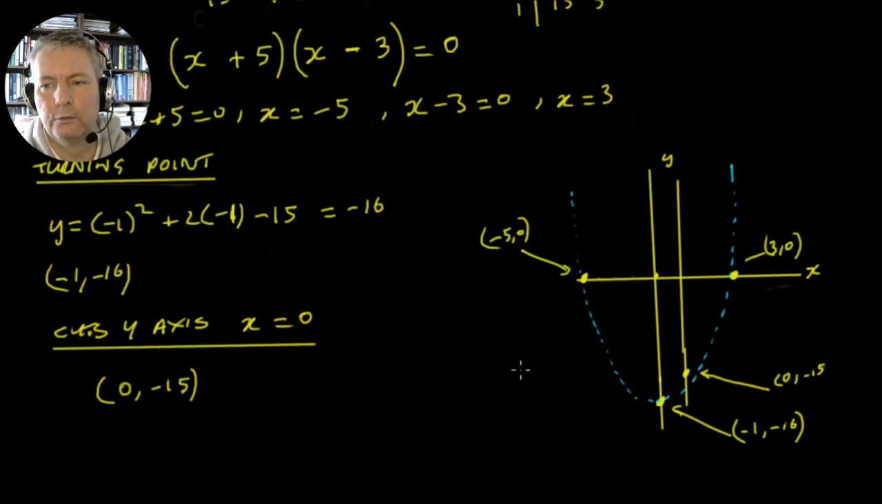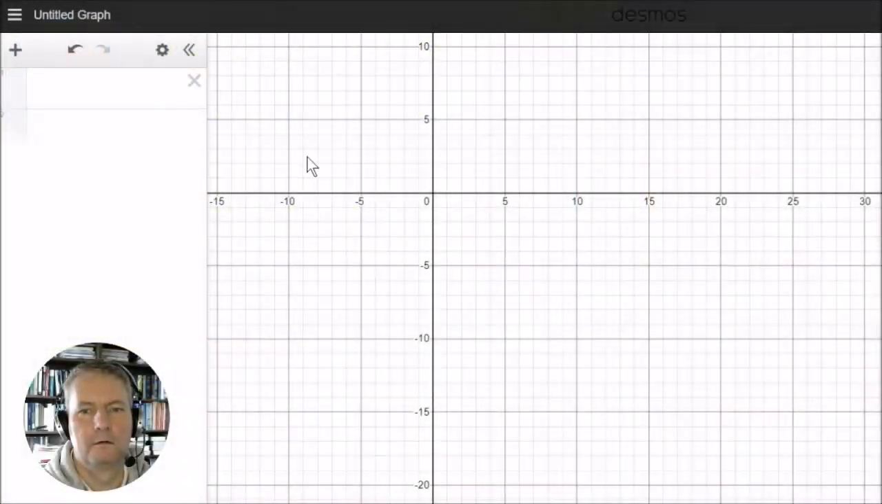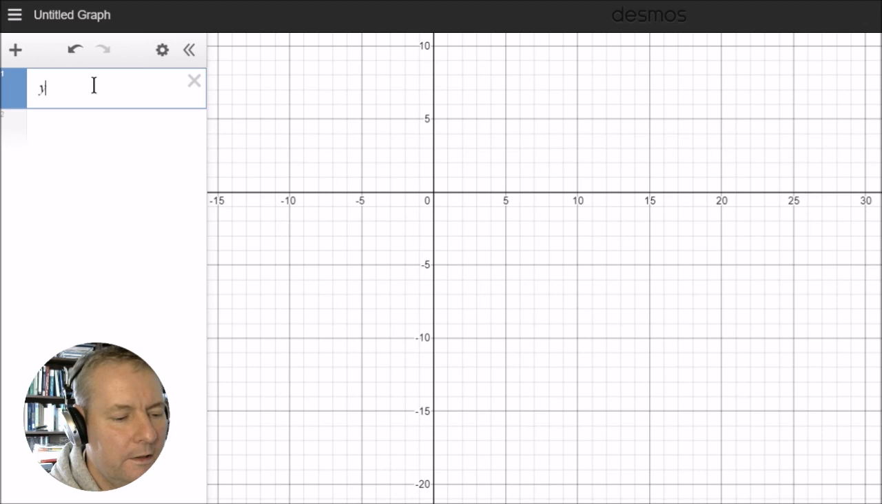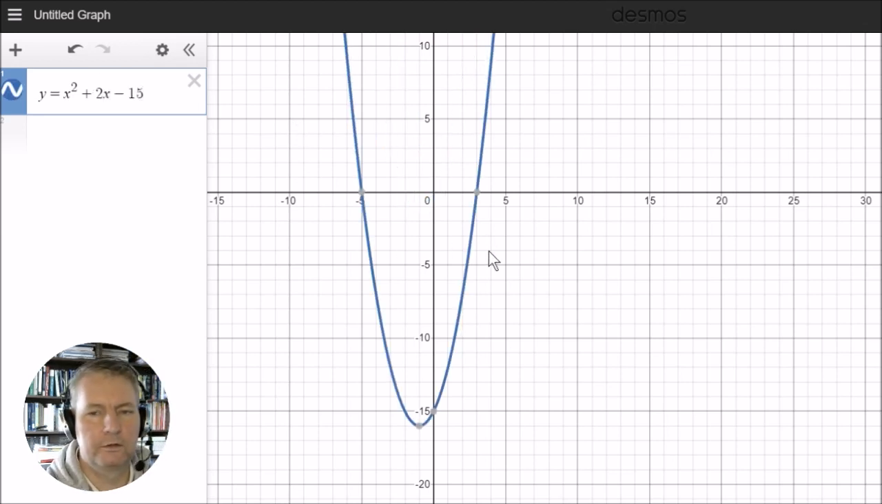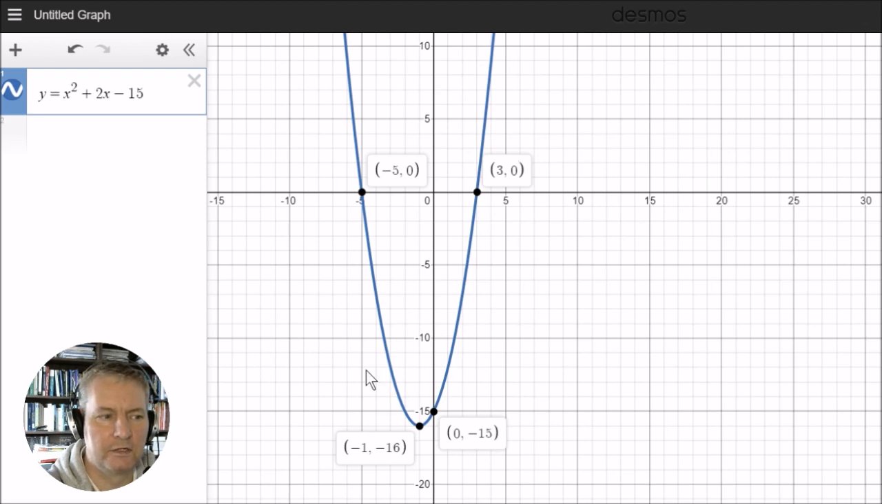So what we want to do is take this and put it into the graphical calculator and see whether it does actually give us all of these points, and we'll check our work. So let's put our function in: y equals x squared plus 2x minus 15. Let's check and see we've got all the correct points. The root is minus 5, 0, so it cuts the x-axis at minus 5, 0, which was correct, and we've got 3, 0 here, and the turning point is minus 1, minus 16, and the point that it cuts the y-axis is 0, minus 15, and it runs in this direction here. So we've got that one correct.